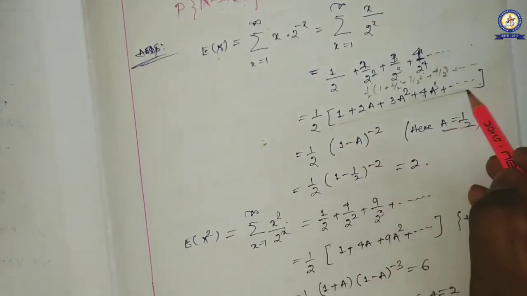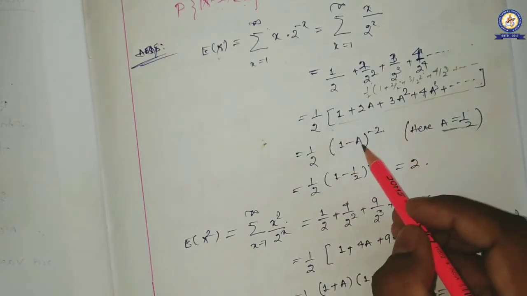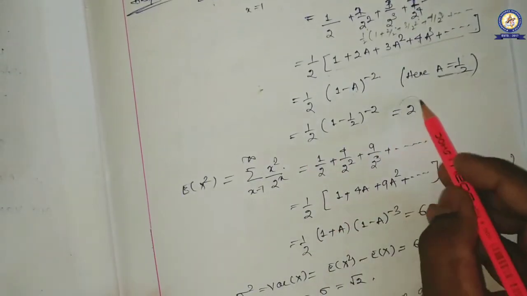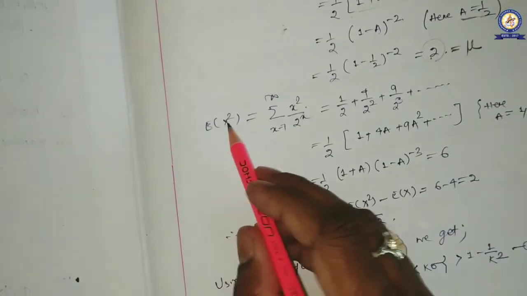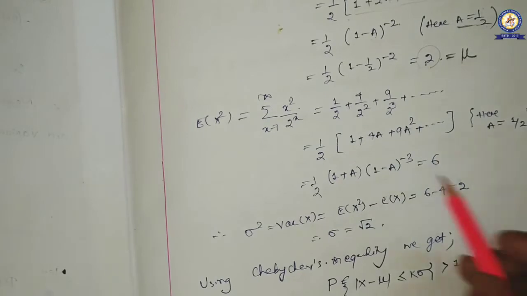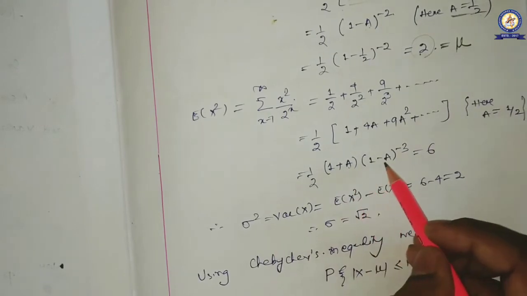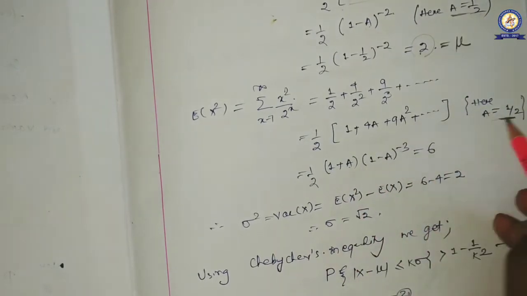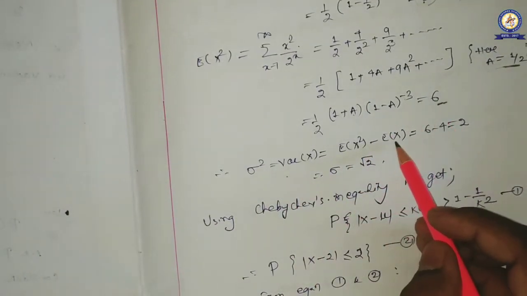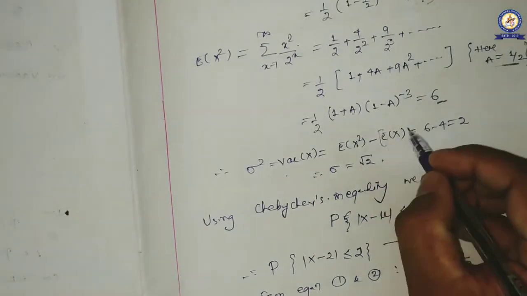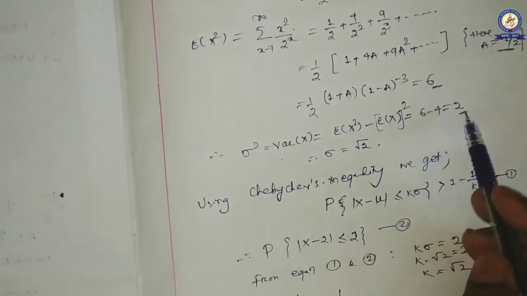So this series can be written as 1 minus a to the power minus 1 by 2. Here a is nothing but 1 by 2, so we get 2. So the expectation value or mean we found is 2, and similarly you can do E of x square, and we found half into 1 plus a into 1 minus a to the power minus 3, where a equal to 1 by 2, which will be equal to 6. So variance will be equal to this much minus the mean square, that is 2 to the power 2 equal to 4, and we found sigma square equal to 2, sigma equal to root 2.